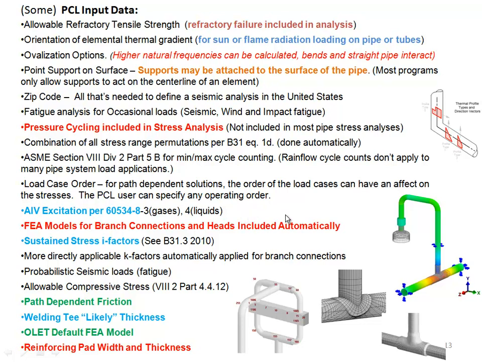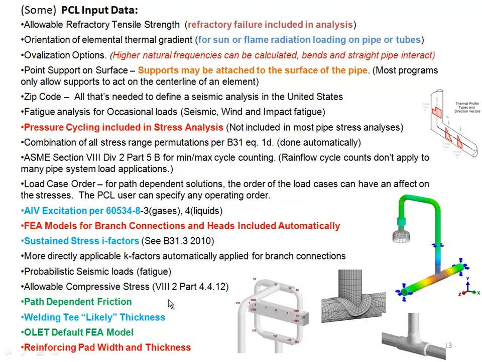FEA models are built automatically from Caesar models with the click of a button. We're going to look at that example in just a minute. The B31.3 2010 paragraph 320 introduces sustained stress indices as we saw earlier. The PCL develops these per guidelines in B31.3 and optionally per guidelines based on test results collected and evaluated by the Pollen Research Group. Path-dependent friction introduces a unique solution mechanism.